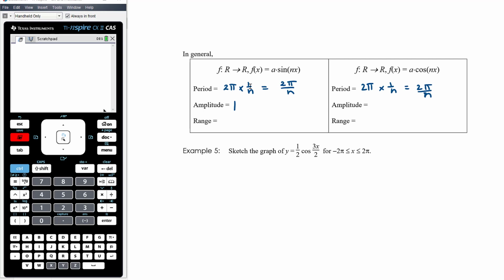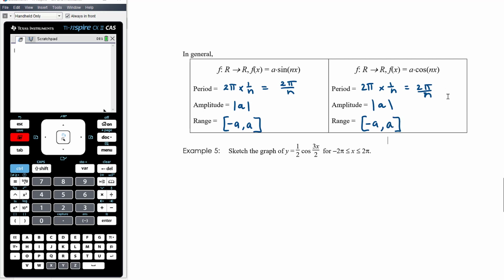So I'm going to actually write modulus of a. We no longer study the modulus in this course, but essentially it just means take a and make sure that it's positive. Okay, positive a. And the range therefore, the minimum value would be negative a, and the maximum value would be positive a. And that is the same for our cosine curve.